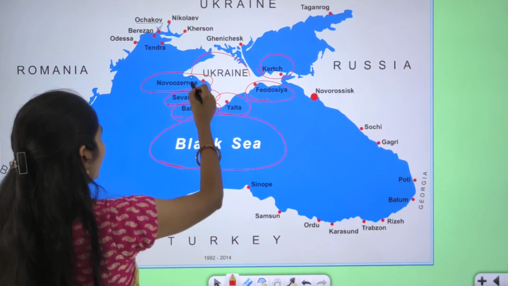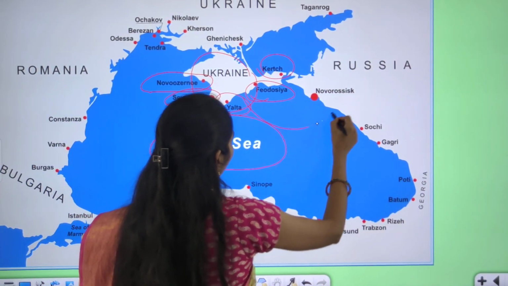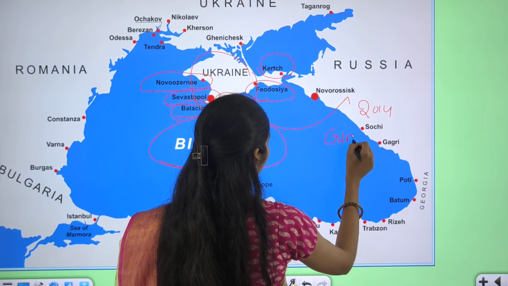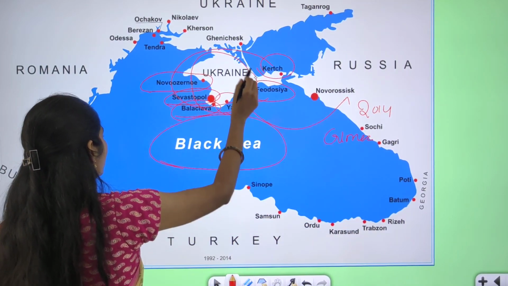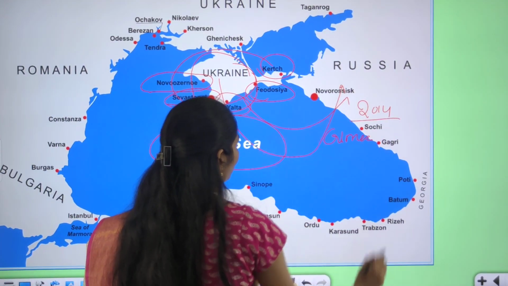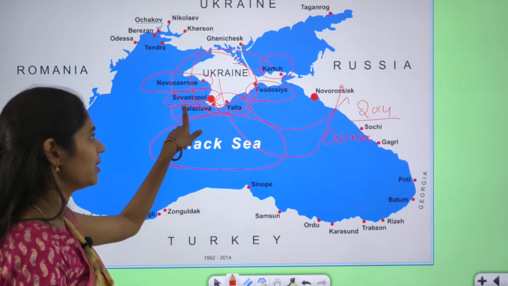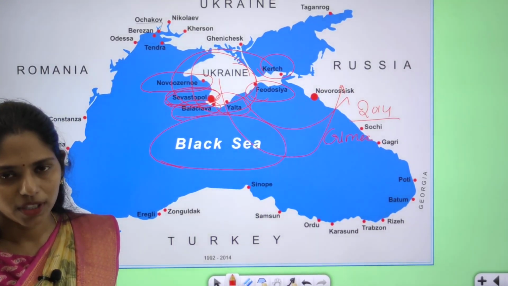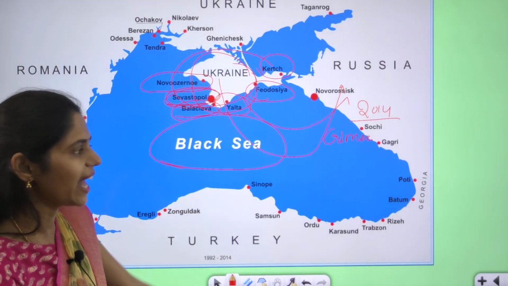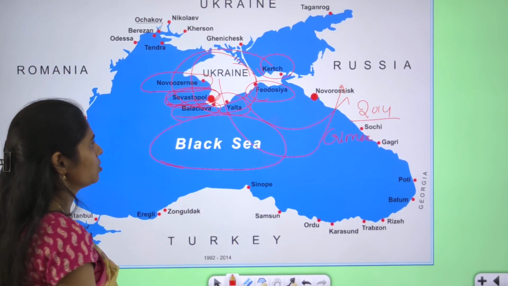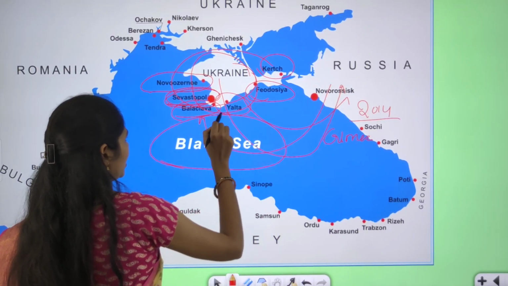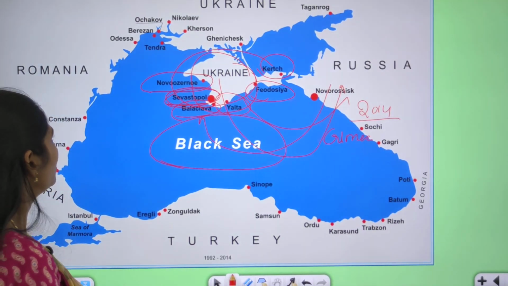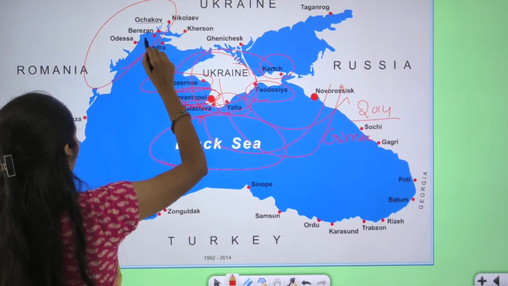Actually this part was occupied by Russia in the year 2014. So this is Crimea. This Crimea had been occupied by Russia in 2014. Why did Russia occupy Crimea? Because of these ports, especially Sevastopol. Sevastopol is an important port. It is an all weather port. Russia does not have proper access to the sea route. So because of this, especially for the sea route, Russia occupied Crimea in 2014. Earlier it was part of Ukraine. So these are the ports present here which were under control of Russia.